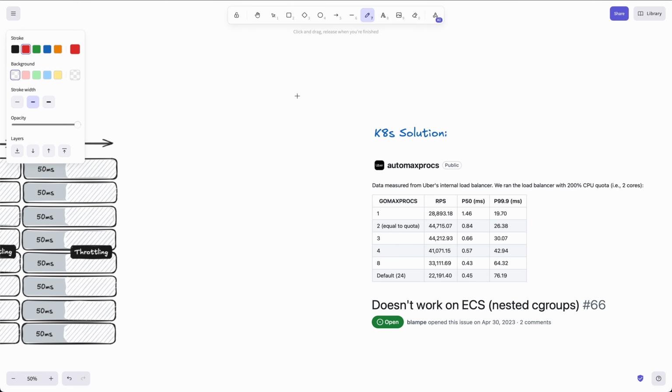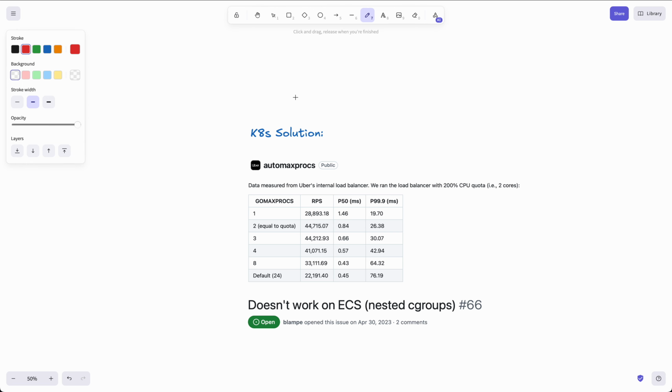Luckily, there are easy ways to resolve this. If you are running Go in Docker, and you are running these containers inside of Kubernetes, then you have the Uber automaxprocs package to help solve this issue. I did borrow this graph from their README, and as you can see, anytime we go above this quota, in which case 200%, so the CFS quota would be set to 200 milliseconds, you can see that it greatly affects the P99 latency.